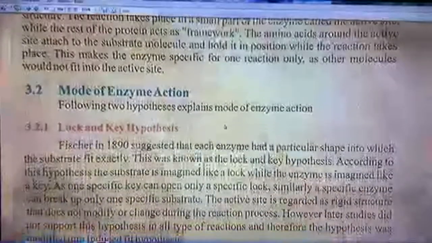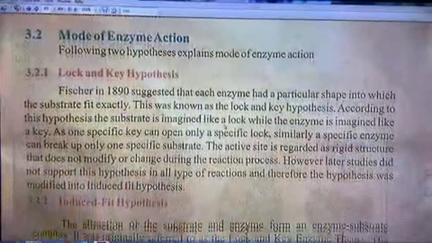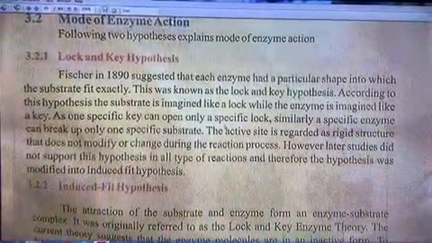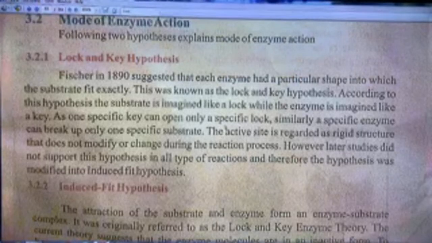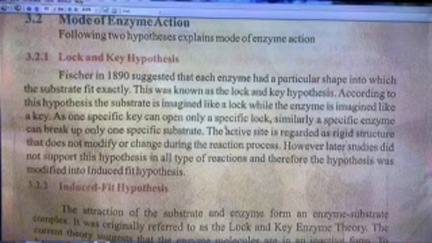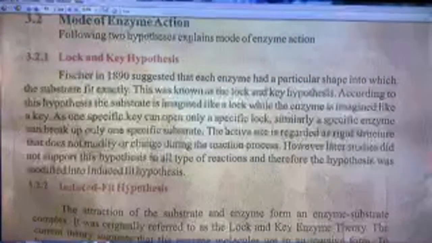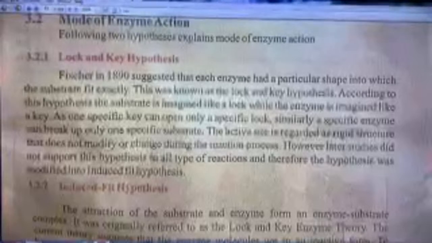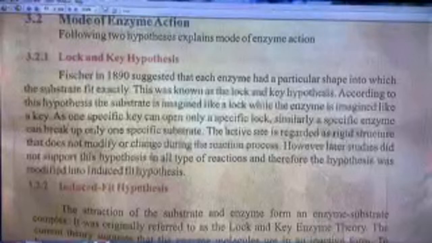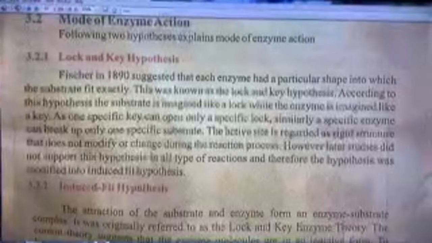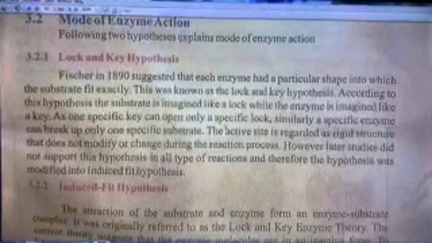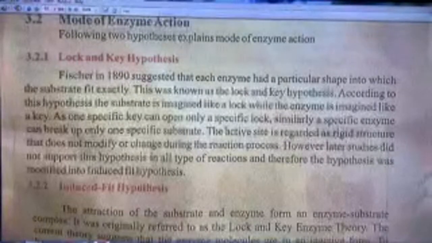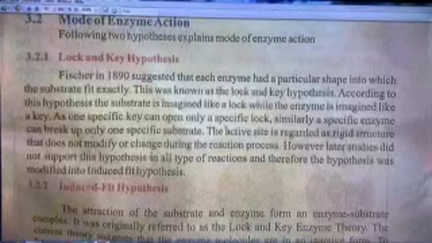Mode of enzyme action. Following are two hypotheses that explain the mode of enzyme action. Lock and key hypothesis. Fischer in 1890 suggested that each enzyme had a particular site in which the substrate fit exactly. This was known as the lock and key hypothesis. According to this hypothesis, the substrate is imagined like a key while the enzyme is imagined like a lock, as one specific key can open only a specific lock. Similarly, a specific enzyme can break up only one specific substrate. The active site is regarded as a rigid structure that does not change during the reaction process.